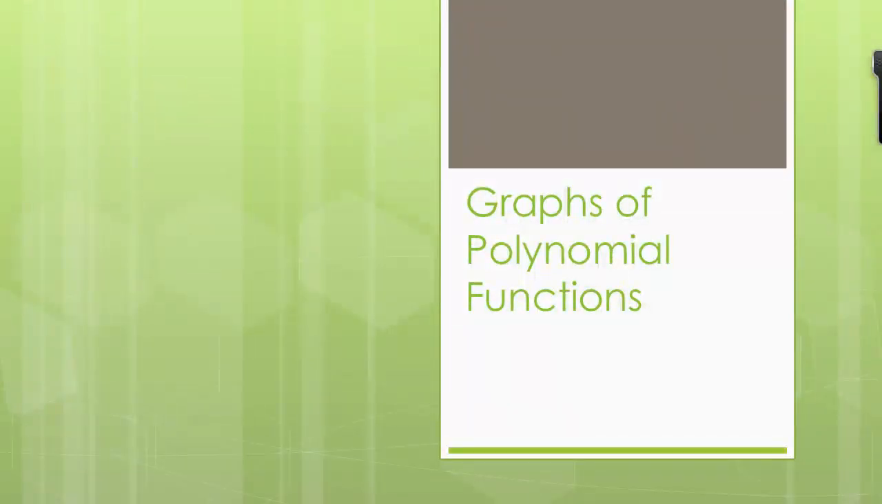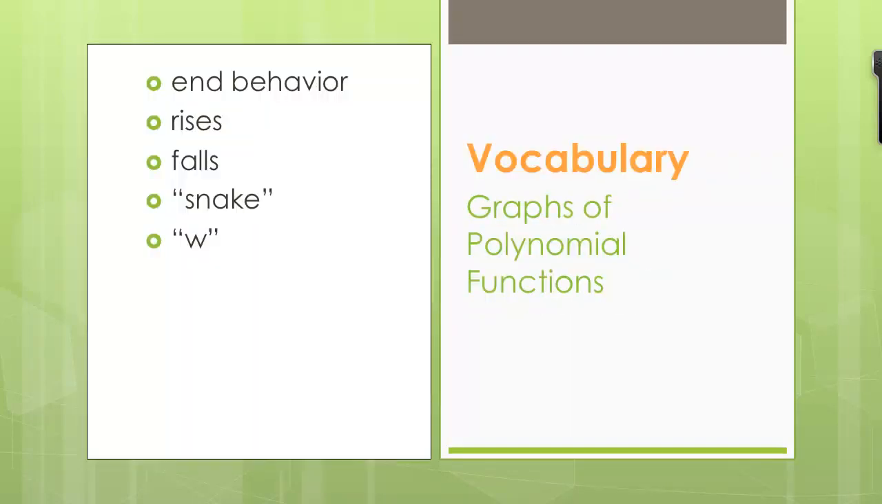Graphs of polynomial functions. We've seen lots of graphs of different kinds of polynomials, so part of this is going to be a review, but most of it's going to be new. We've never really talked about it in terms of end behavior. We kind of have, because we've talked about rising versus falling when we talked about lines. And then snake and W aren't real math vocabulary, they're just a way that I've known math teachers, myself included, to talk about some different graphs.